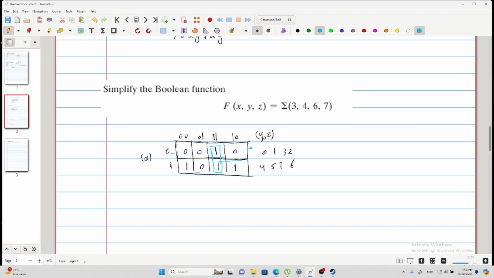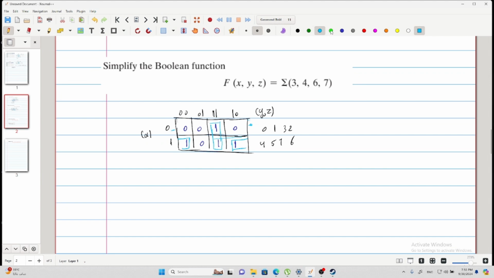So this will be adjacent to this, and this will be adjacent to this. So it means that we can group this in this way, which is this way and this way. So that is actually a valid way of grouping them. So we have 2 groups now. So now let's write the function.